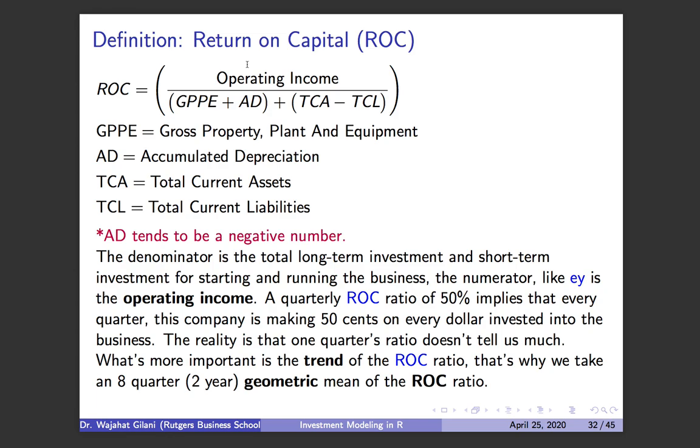The denominator, it's again very simple. The first part right here, GPP plus AD, that's gross property, plant, and equipment. That's a line item in the balance sheet, plus accumulated depreciation. Those two together give you what we call net property, plant, and equipment. All right? Now, what is gross property, plant, and equipment? Let's start there. That is basically any warehouse, any storefront, any factory, all that stuff that you need to make your product or service.